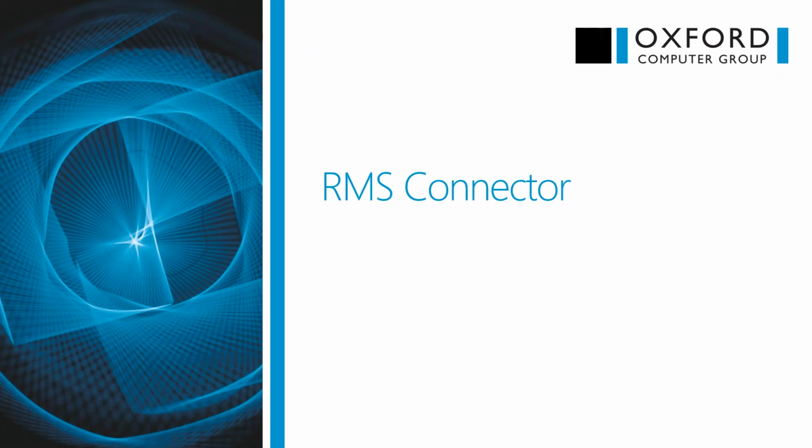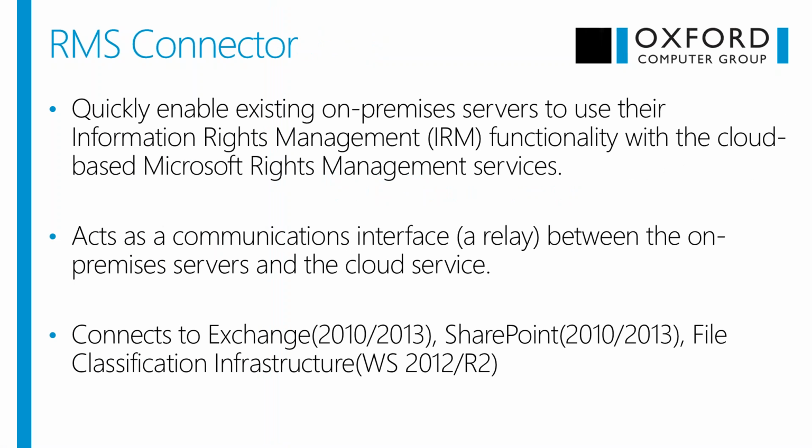So right now we're going to switch topics just slightly, and we're going to talk about the RMS Connector. The RMS Connector is the component that allows you to bring Azure RMS to some of your on-premise systems. And some of the benefits of the RMS Connector, aside from bringing the cloud RMS service to your on-premise systems, is that it deploys really quickly. It's really easy to stand up.